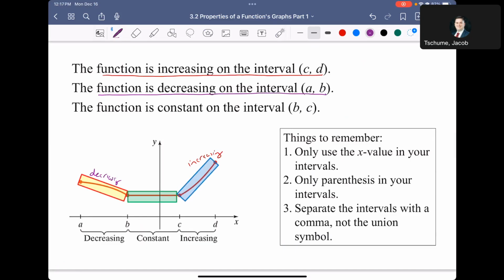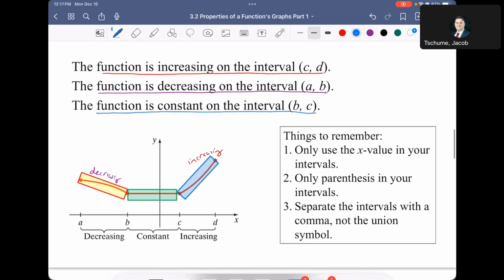And then finally, maybe one you didn't recognize is that we can also say that a graph or a function is constant. In this case, between b and c, it would be constant if it's flat. It's not going in an upward direction, it's not going in a downward direction, it's just flat across, looks like a horizontal line. We would call that a constant segment.